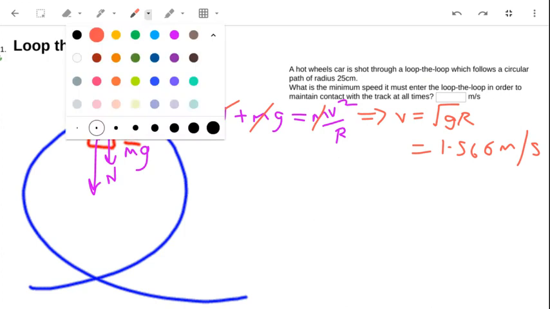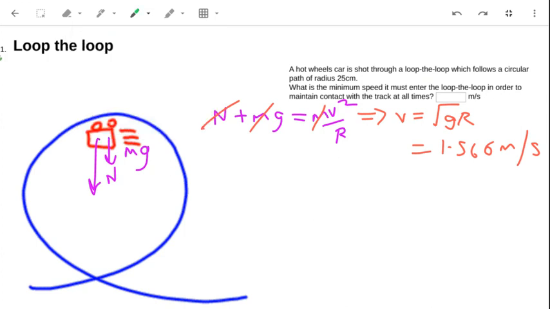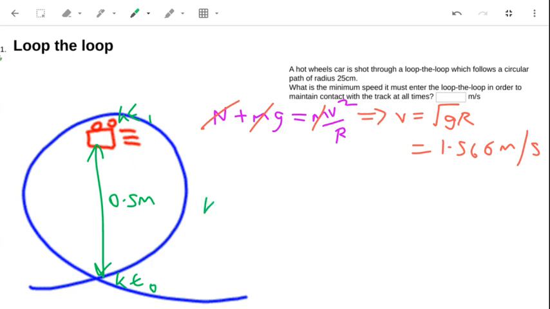So I've now got to do a bit of energy conservation. I'm just going to remove this bit here, and if we look at the height that the car has moved upwards through, that's 0.5 meters. So we've got this kinetic energy at the bottom and the kinetic energy at the top. I'm going to call this 0, and this one 1. So the kinetic energy at the bottom is converted into the kinetic energy at the top plus the gravitational energy that we needed to put in.